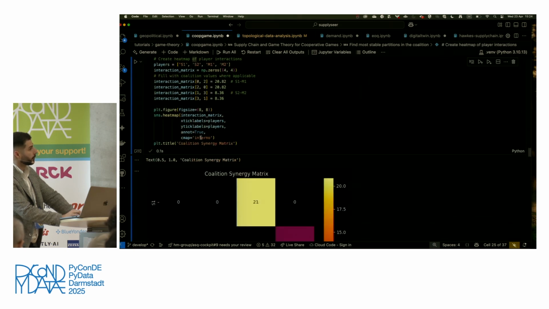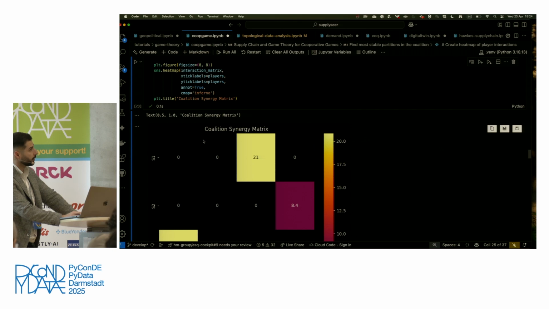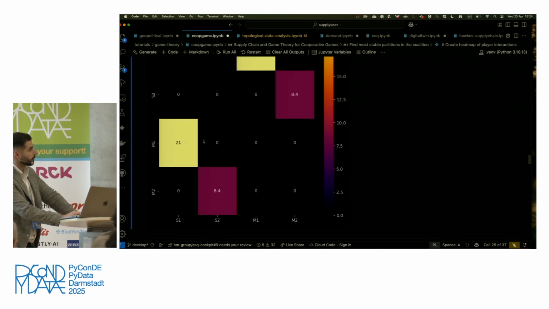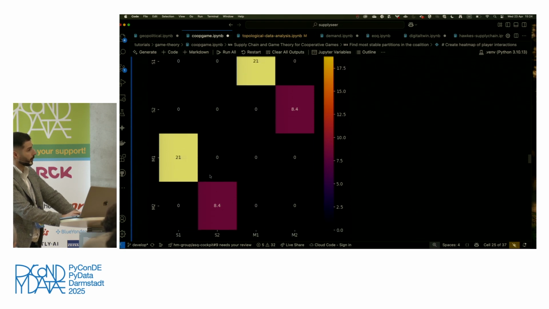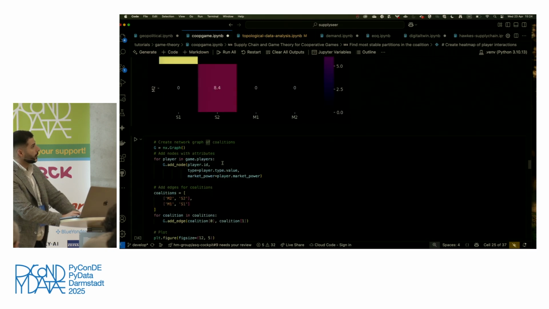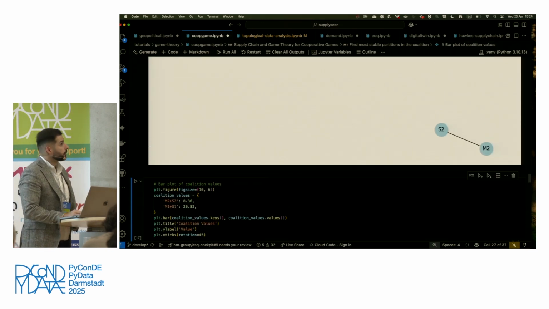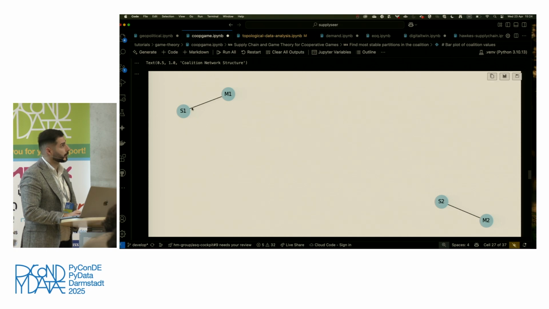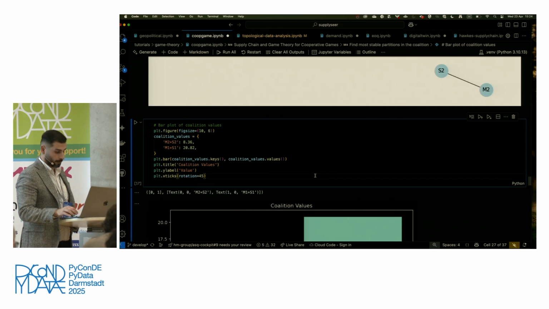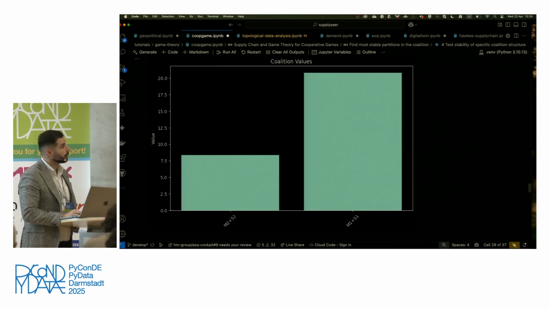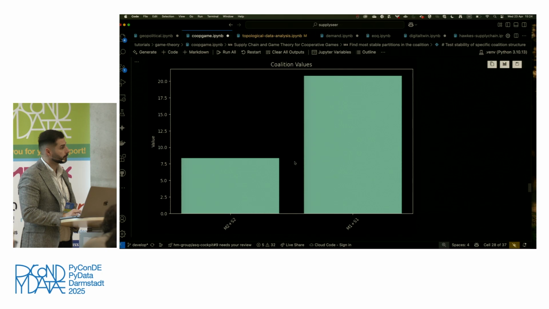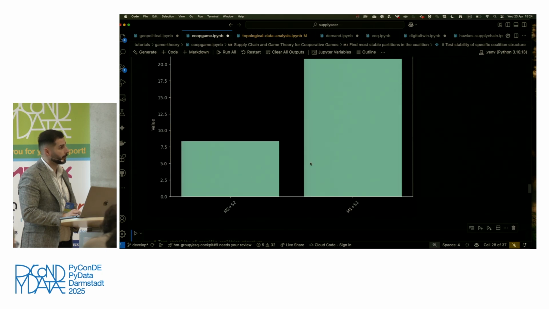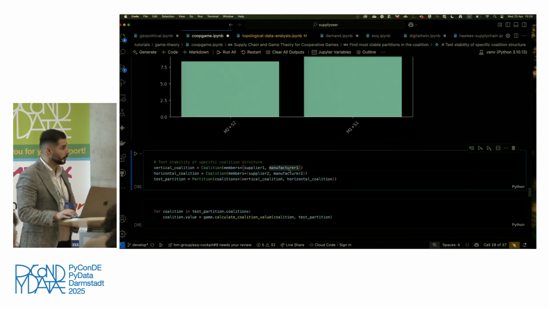We can go back and define that one has a higher power structure than the other ones. But this is what it looks like in a simple matrix. Supplier 1 with manufacturer 1 have 21 market power structure. This one has about 8.4 power structure. Let's look at the graph of the coalitions. Supplier 1 cooperates well with manufacturer 1, supplier 2 with manufacturer 2. And these are the coalition values. So this coalition is probably weaker than that one. But overall, they're working well together.